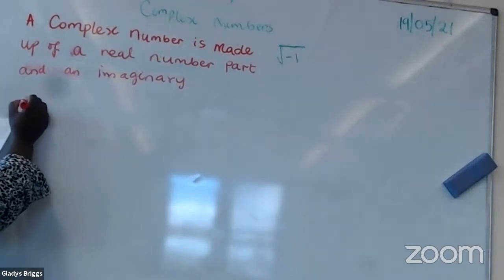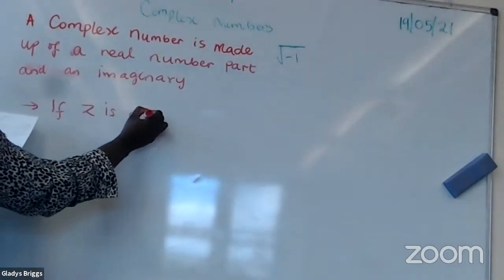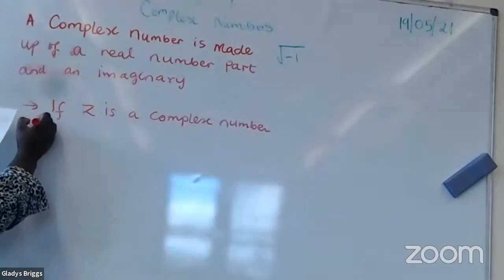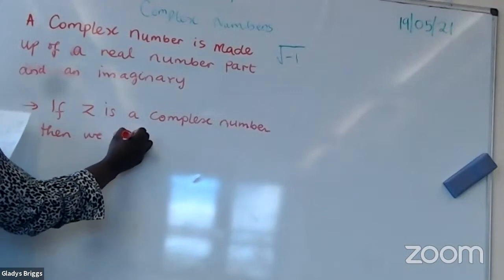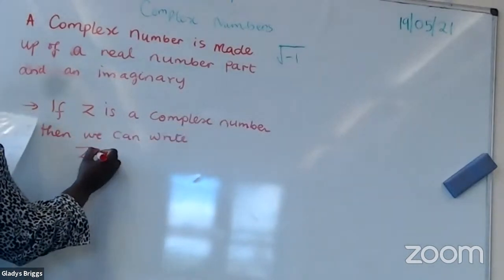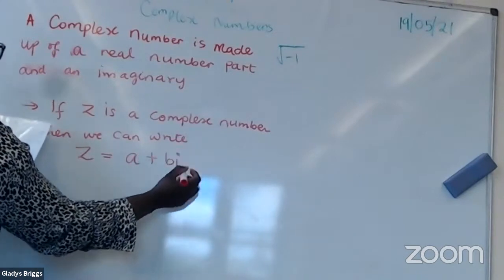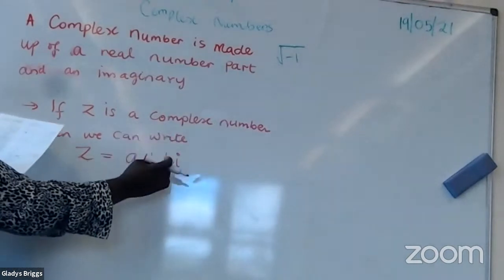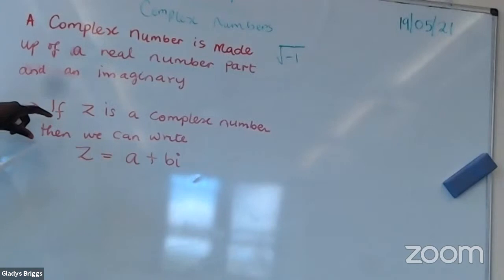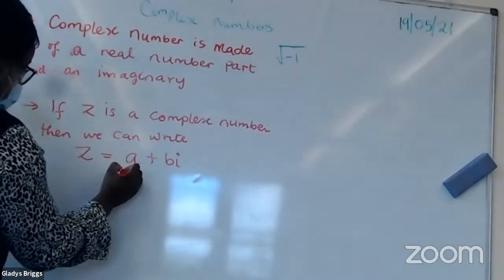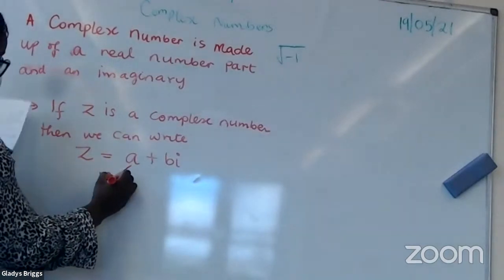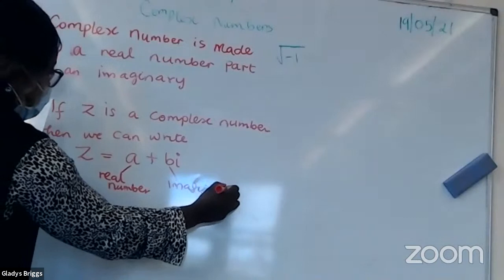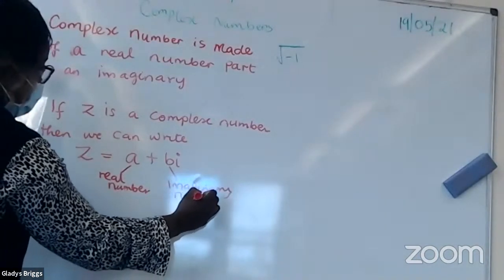So here's the definition. If Z is a complex number, then we can write Z is equal to A plus BI, where A is the real number part and B is the imaginary part. A here represents the real number. I'm just going to add that on the board. And B represents the imaginary number, or BI.